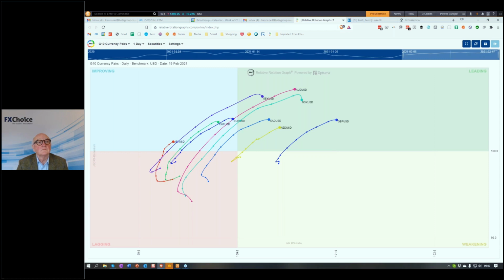What have we got here? Australian dollar looking strong. Yeah, there it is. Further to the right is strong. I thought it was higher up. Anyway, I'm looking forward to hearing about it. Yeah, with momentum. So actually, the best direction is northeast because it's getting more of each.